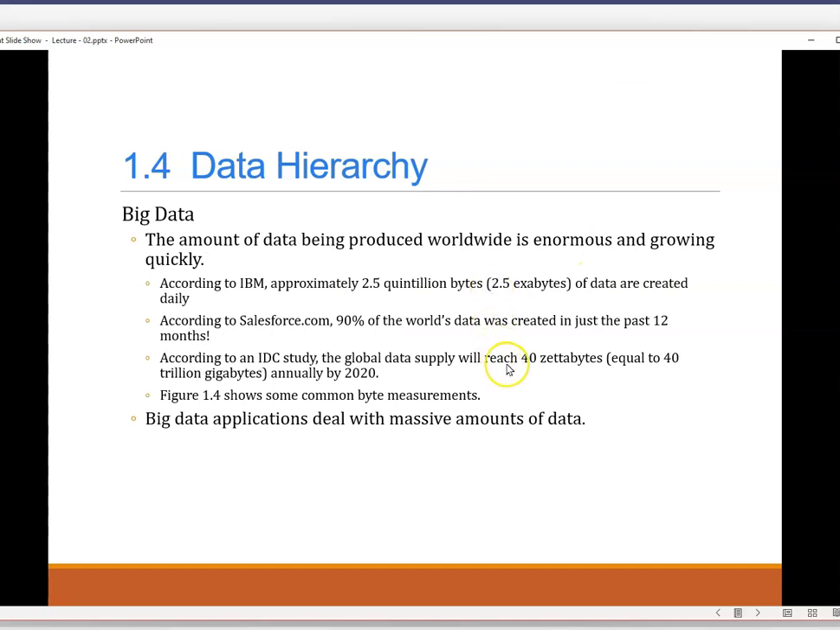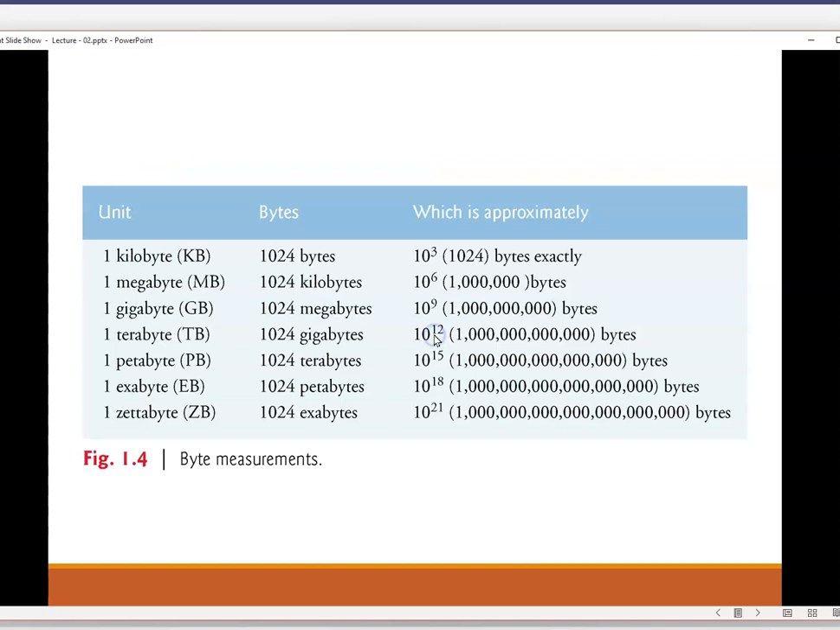The amount of data being produced is ridiculously large. IBM says 2.5 quintillion bytes, or 2.5 exabytes, of data are created daily. 90% of the world's data was created in the last 12 months, according to Salesforce. Big data applications deal with massive data. So here are the units we typically see.